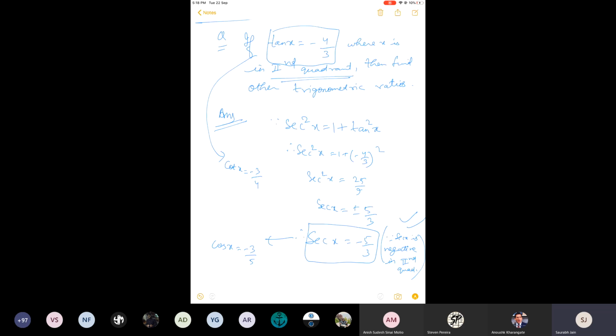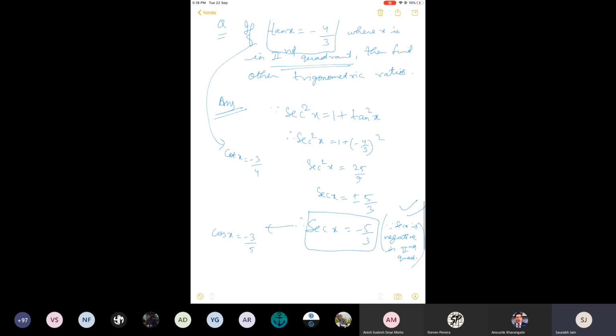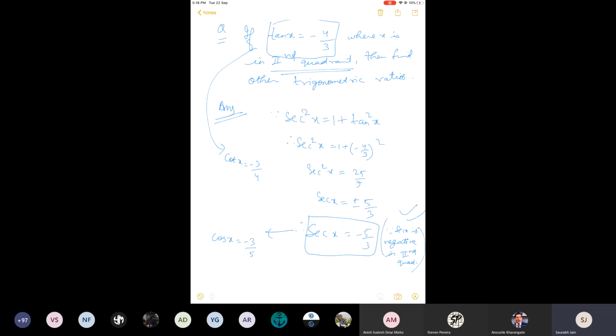See, all the values will come in accordance with the ASTC rule. Till now, all the values are negative. Why? Because in the second quadrant only sine and cosec are positive, and that we'll calculate now. We have to use only one identity that will help us to find all the t ratios. So tan, cot, sec, cos, everything is there. Now we have to find sine and cosec. We will just find sine, and if we have the value of sine, we will take the reciprocal. Cosec will also come. How to find it?